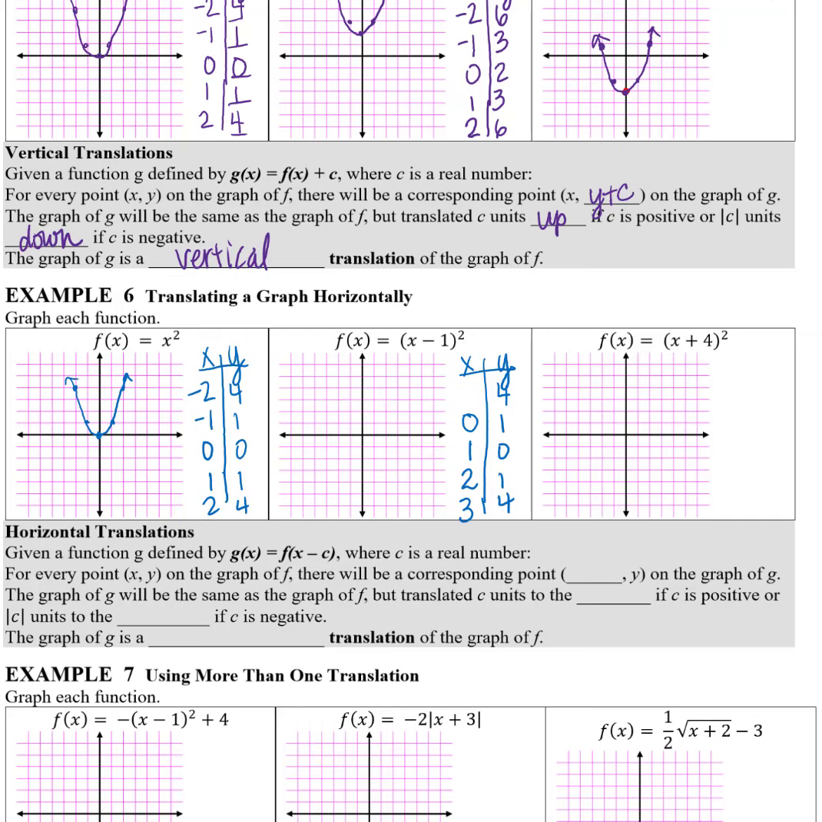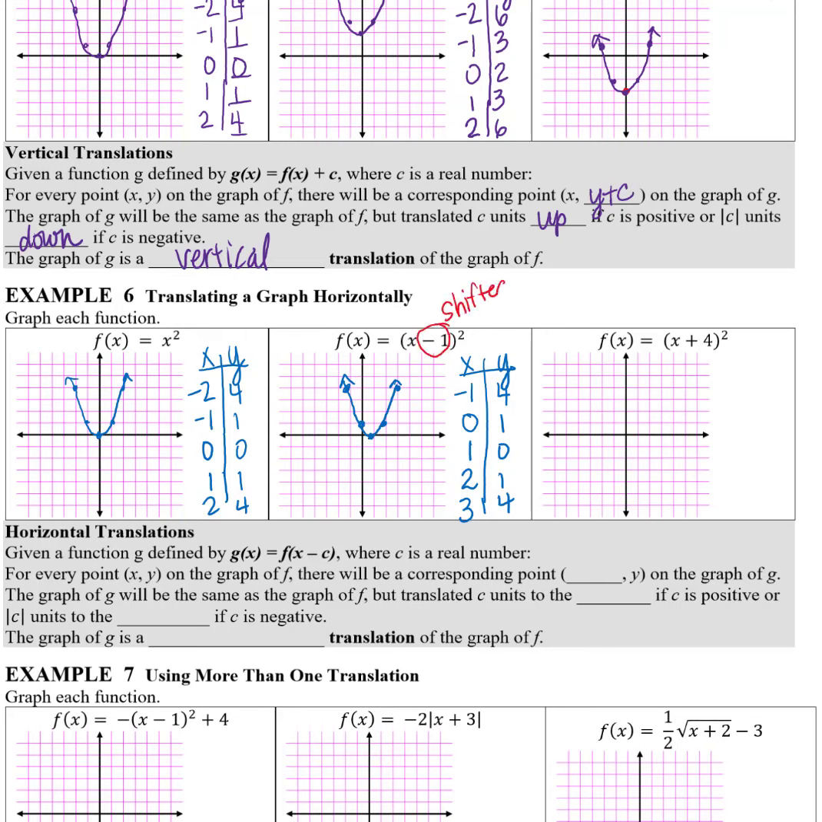And if we compare the two graphs, do you see how this is a shift to the right by 1 unit, comparing this to the original graph? So because of this minus 1, this is shifted to the right by 1 unit.